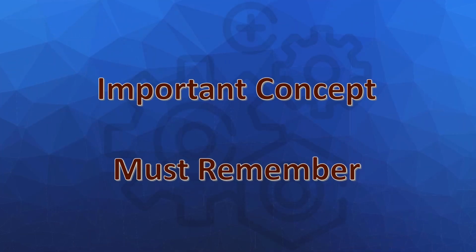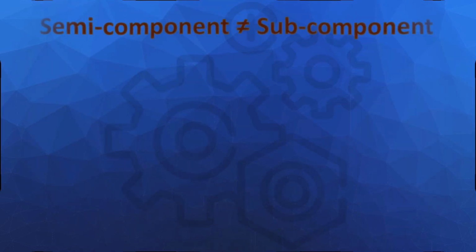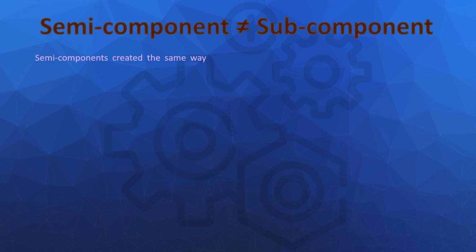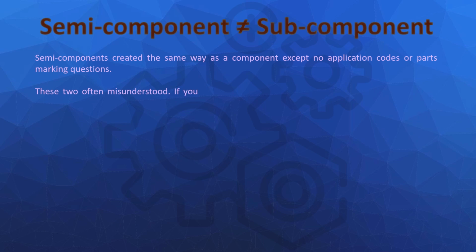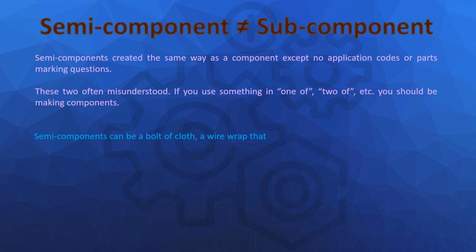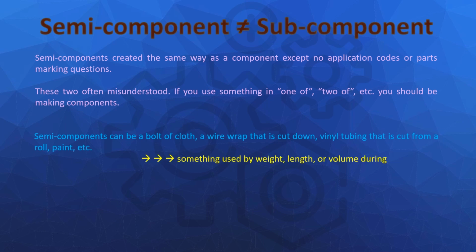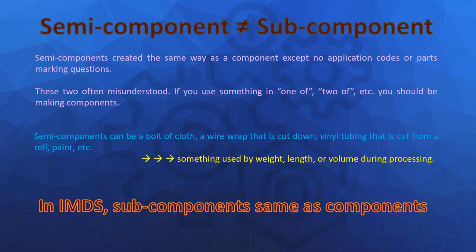One important concept to remember while making an MDS: in IMDS, a semi-component is not the same as a subcomponent. Semi-components are created the same way as components except there are no application codes or parts marking. If we use something in ones or twos, then we should be making components. A semi-component can be a bolt of cloth or vinyl tubing cut from a length. That is something used by weight or length during processing. In IMDS, subcomponents are the same as components.